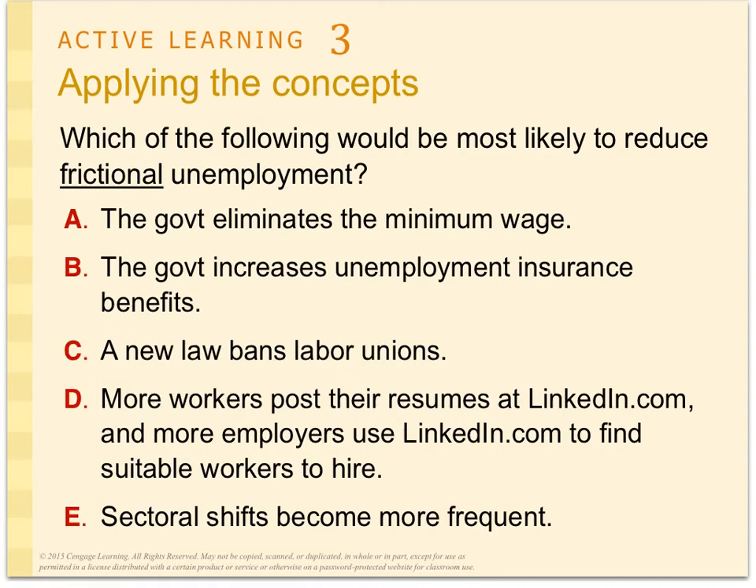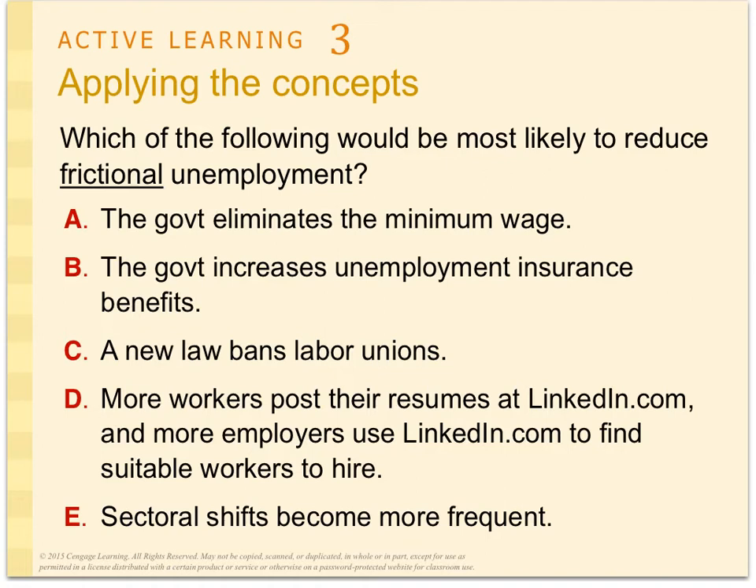Which of the following would be most likely to reduce frictional unemployment? The first one is the government eliminates the minimum wage. So, as I said before, structural unemployment is about the number of jobs not being enough for all the people looking for a job. This happened in the economy because the wage is above the equilibrium wage. Okay, so that means the wage is above the equilibrium wage. At that high wage, the job openings are fewer than the number of people looking for a job.